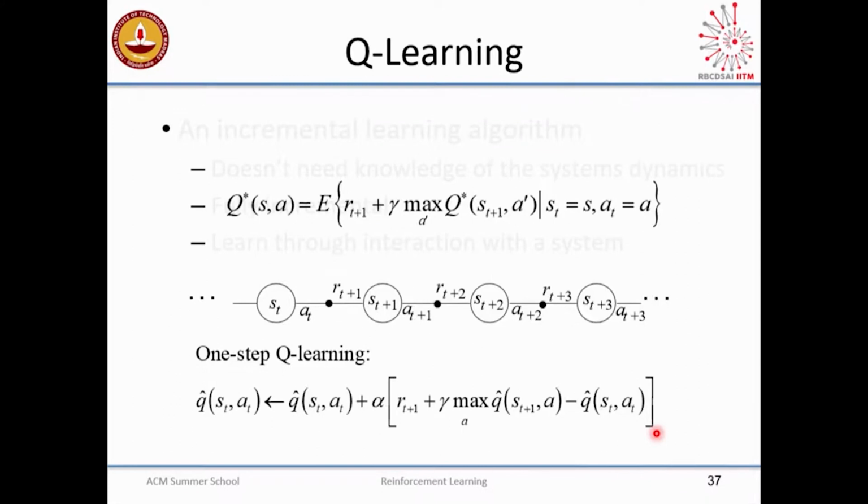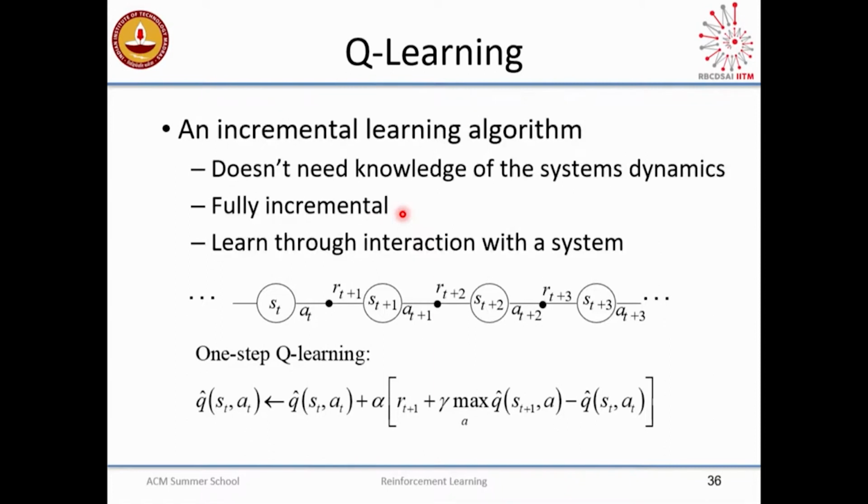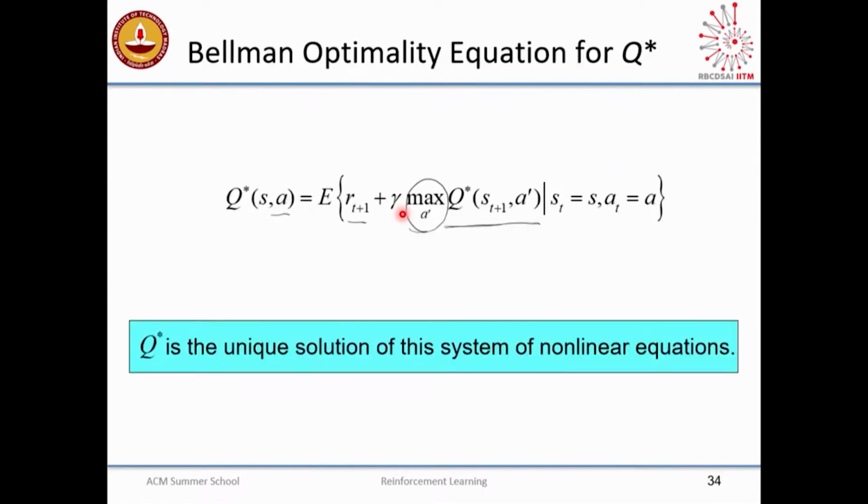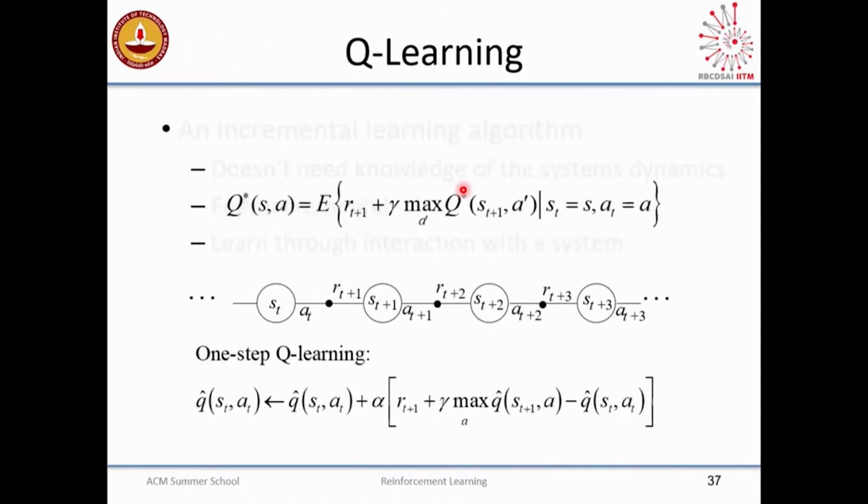So what is Q star? Q star is that expression. It's an expectation of RT plus 1 plus gamma max over A prime Q star ST plus 1 comma A prime. This is what we had in one of the previous slides. We fix an action A and then we behave optimally thereafter, so that is where the max comes. Among all possible actions I could take, I pick the best possible action according to Q star. So this is my optimality equation for Q star.